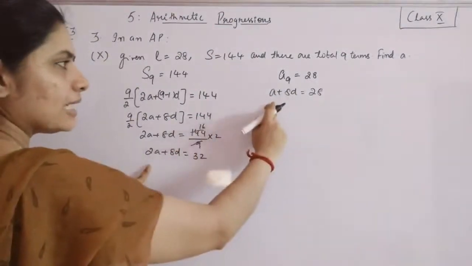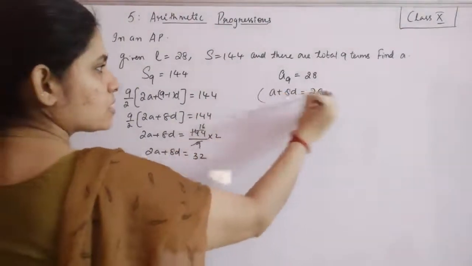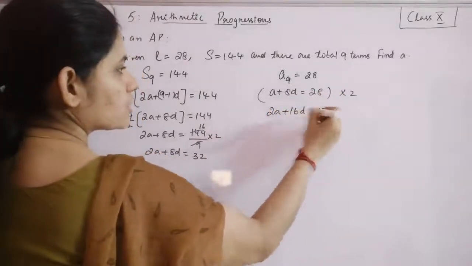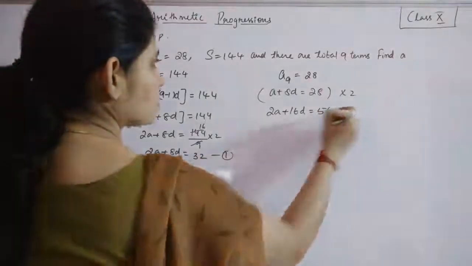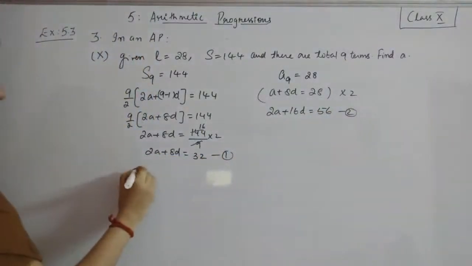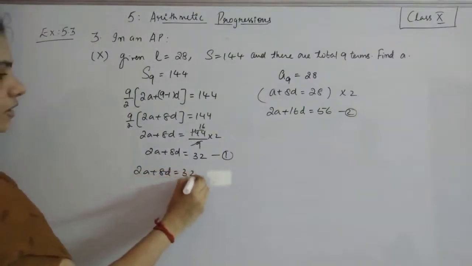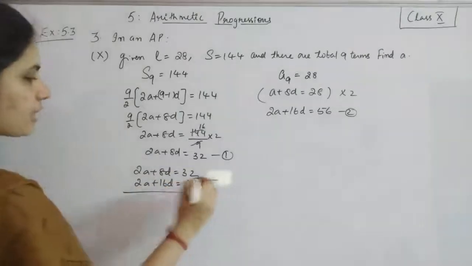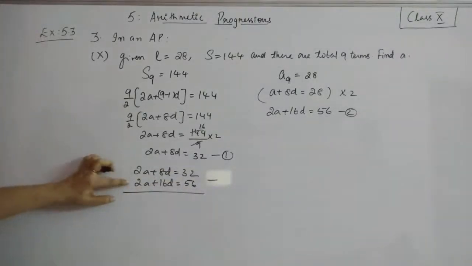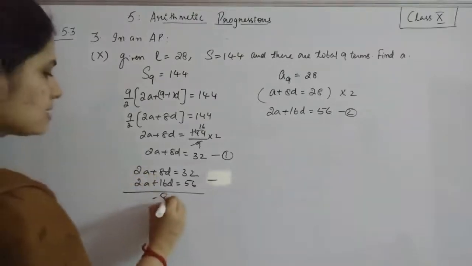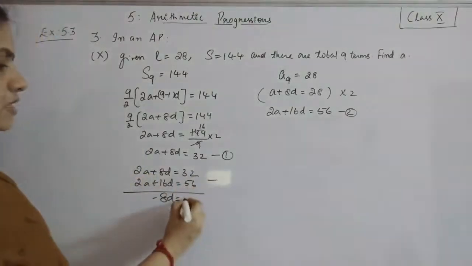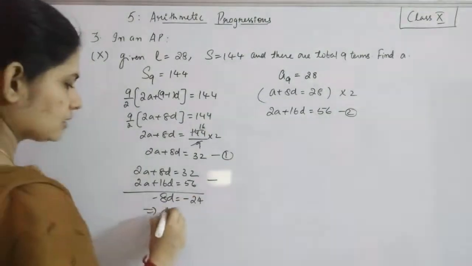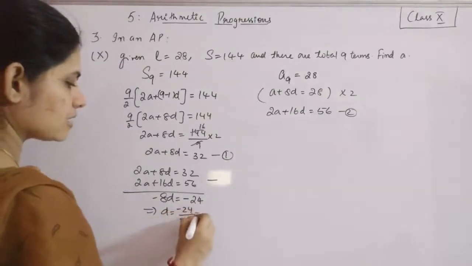We will just multiply this equation into 2. So this equation into 2 will give you 2a plus 16d is equal to 56. Now this is equation number 1, this is equation number 2, and we will just solve them. Okay, 2a plus 8d is equal to 32 and 2a plus 16d is equal to 56. Subtracting the 2, that is the elimination method you are using, and you are getting 8 minus 16, which is minus 8d, equal to 32 minus 56 will give you minus 24. Okay, so that your d is minus 24 by minus 8 equal to 3.